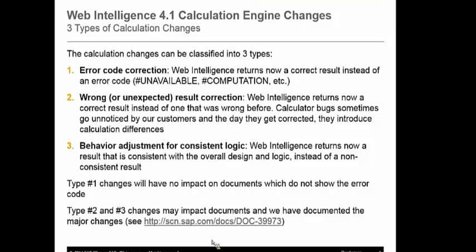Regarding the two other categories, those indeed may impact documents, and once you have migrated your documents into 4.1, you could see different results than before. But we have kept an up-to-date list of these changes in a public document which is on the SAP community network. I will show you this document at the end of the presentation if we have time, but feel free to go and look at this document already if you want.